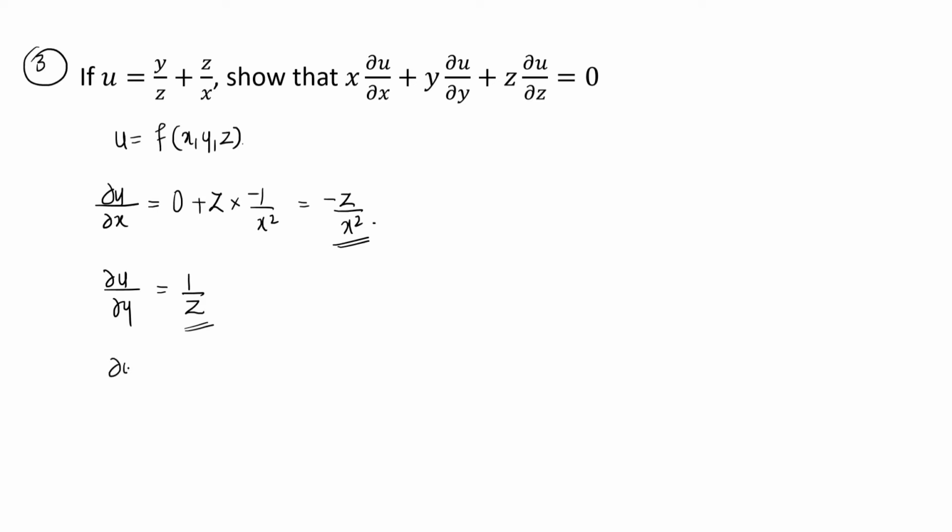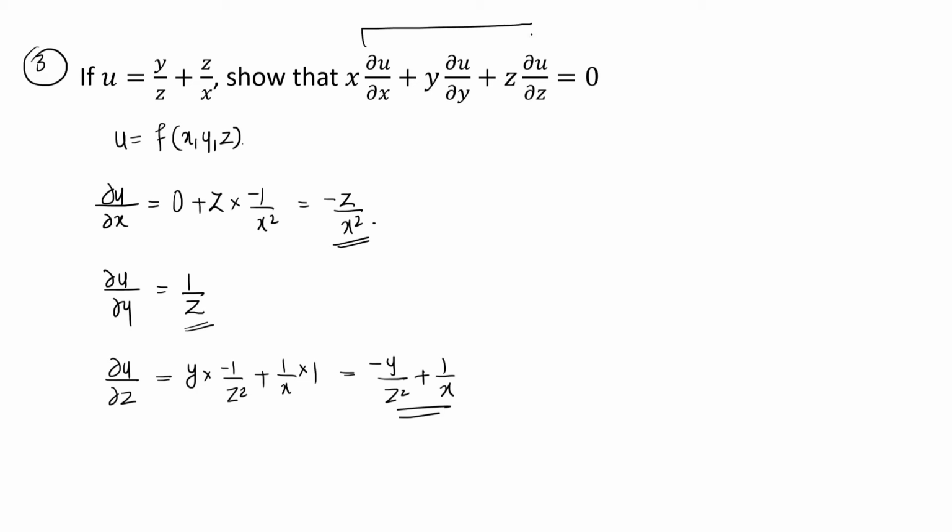Now what about dou u by dou z? In the two terms we have z, isn't it? So for y into derivative of 1 by z, it is minus 1 by z square, plus 1 by x is a constant into derivative of z is 1. Therefore we have minus y by z square plus 1 by x as dou u by dou z. Okay, now we will substitute all these derivatives in the LHS of this equation.